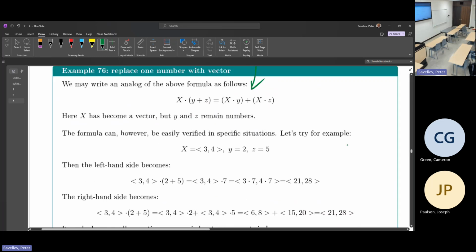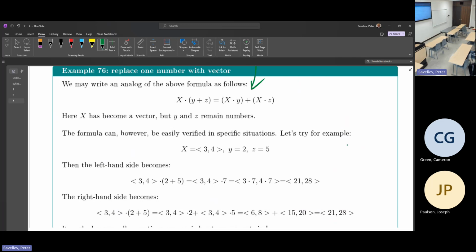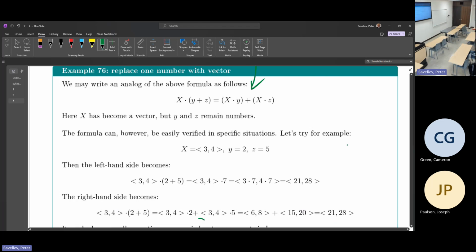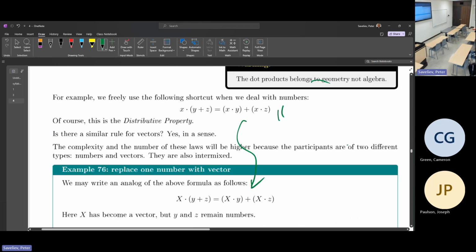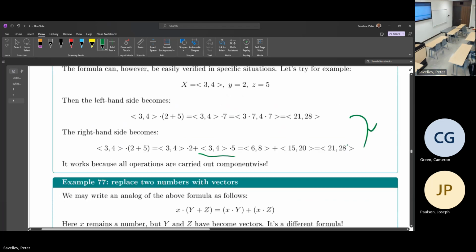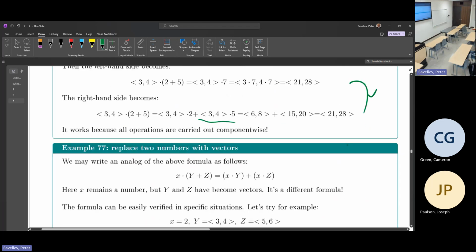Okay, and I do the alternative. So the left-hand side gives me (21, 28). But the right-hand side, if I multiply (3, 4) by 2, and then multiply (3, 4) by 5, and then add it together, the answer is still (21, 28). So it checks out. Okay, so it works out. At least in this example, the distributive property works for vectors. So not too bad. And this is the other version.